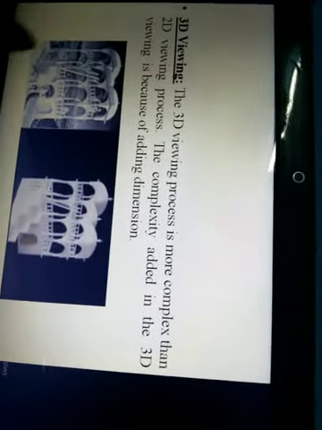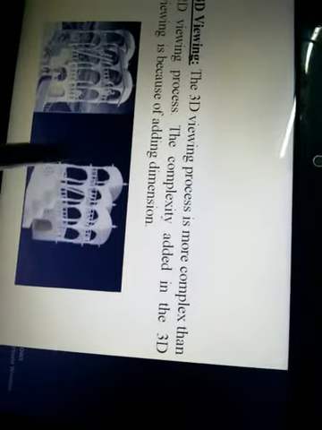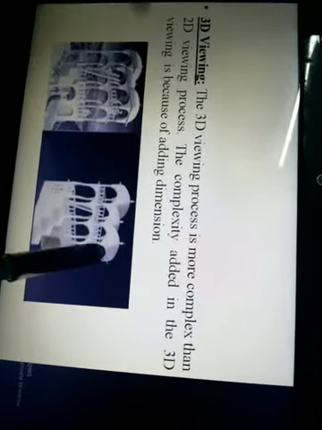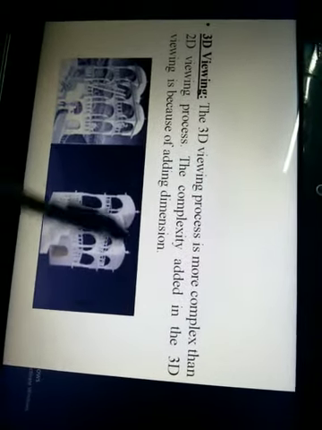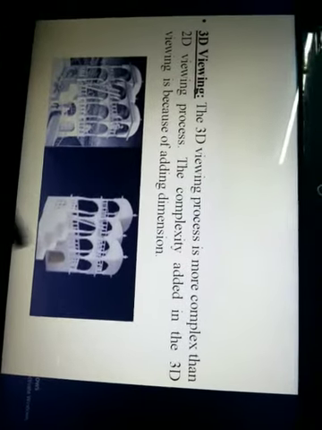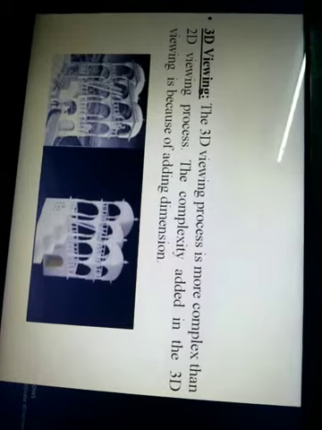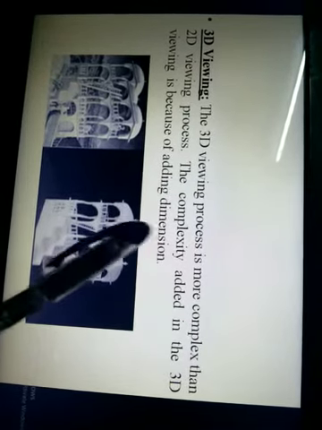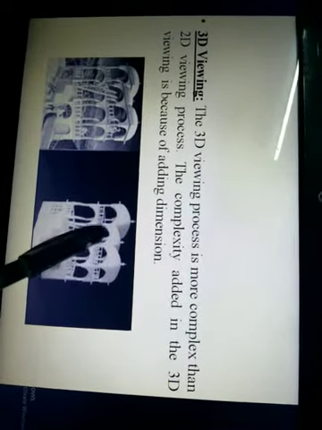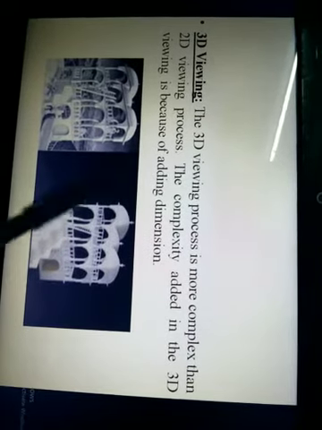Okay, so 3D is something like this. You can see here, this is a 3D view, meaning a 3 dimension. In every dimension we can see one view, and that is called a 3 dimension, which is more complex than 2D. It is more complex because an additional dimension has been added.